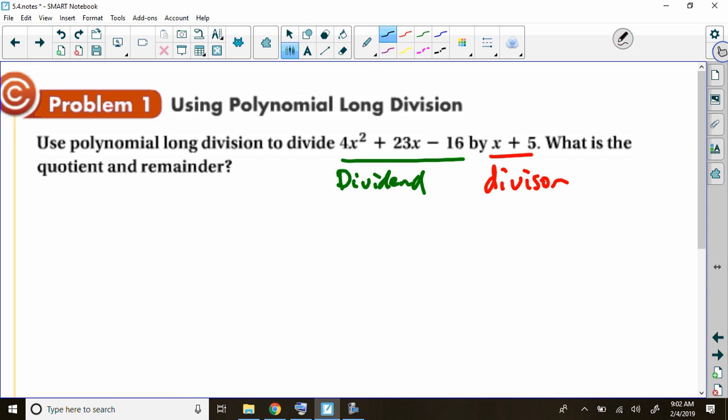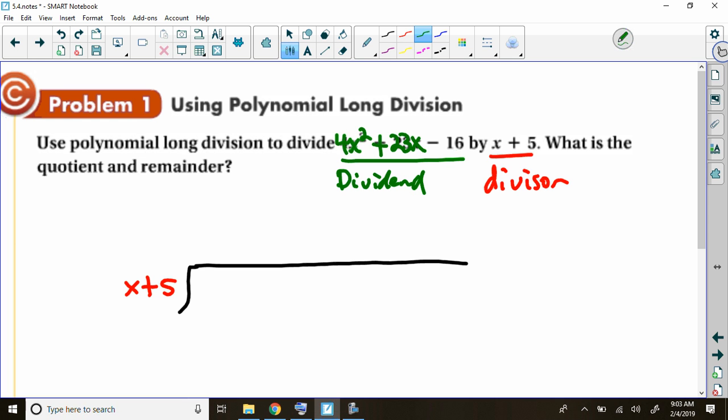So with division, we're going to need the long division bar. Some people, I saw somebody putting one of these things on. That's like a square root. I don't know how you want to make this thing, but anyway, it's the division bar. And our divisor, the x plus 5, is going to go in front of that division bar. And our dividend, the 4x squared plus 23x minus 16, that's going to go under the division bar.